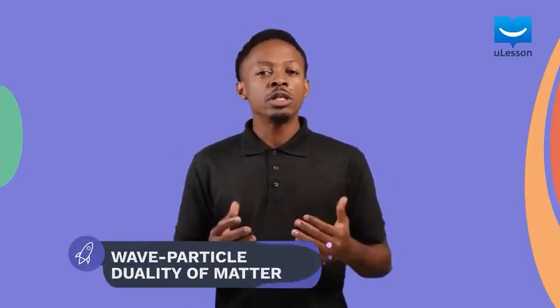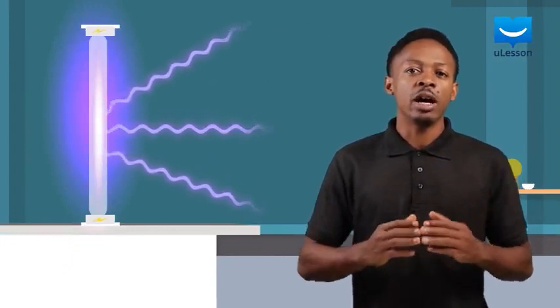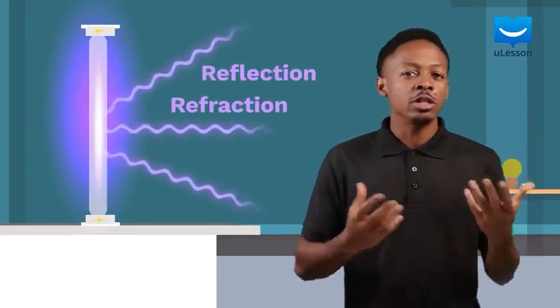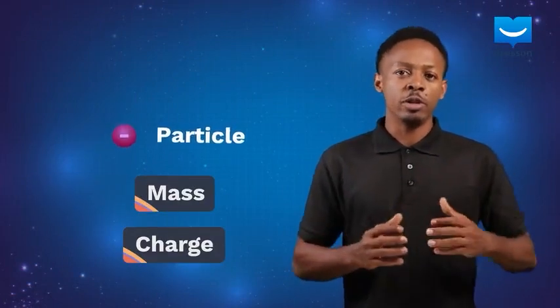If you have followed our lessons so far, you will notice that we always classify light as an electromagnetic wave that has all the properties of a wave: reflection, refraction, interference, and so on. Also, we have always referred to small particles like electrons as particles that have mass, charge, and can collide with other particles.